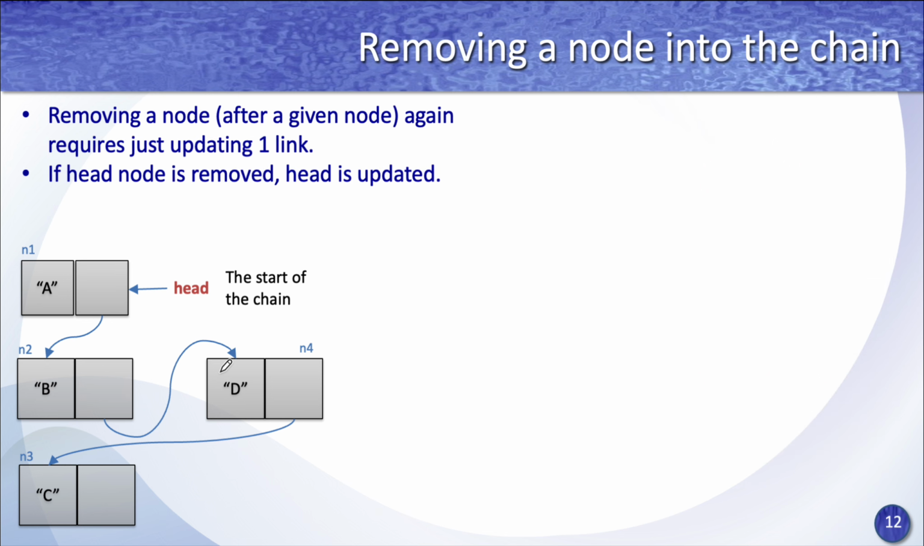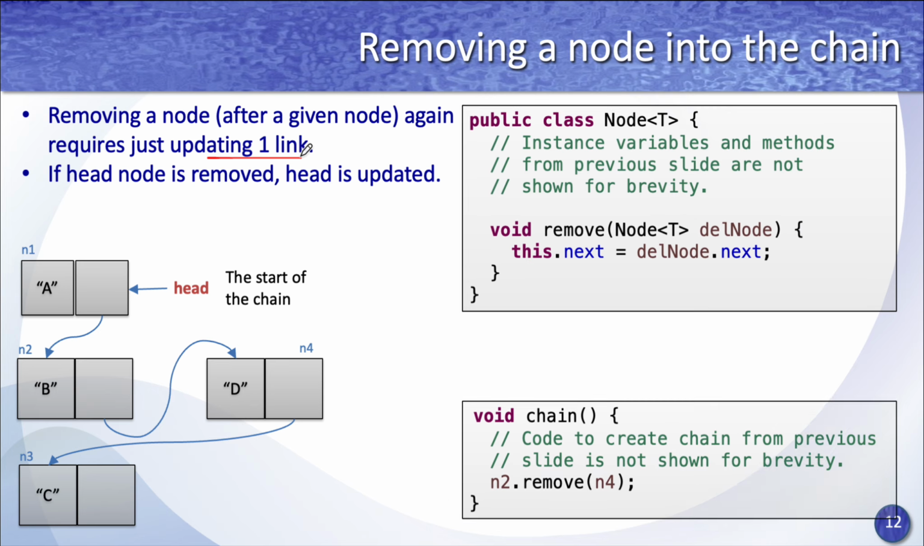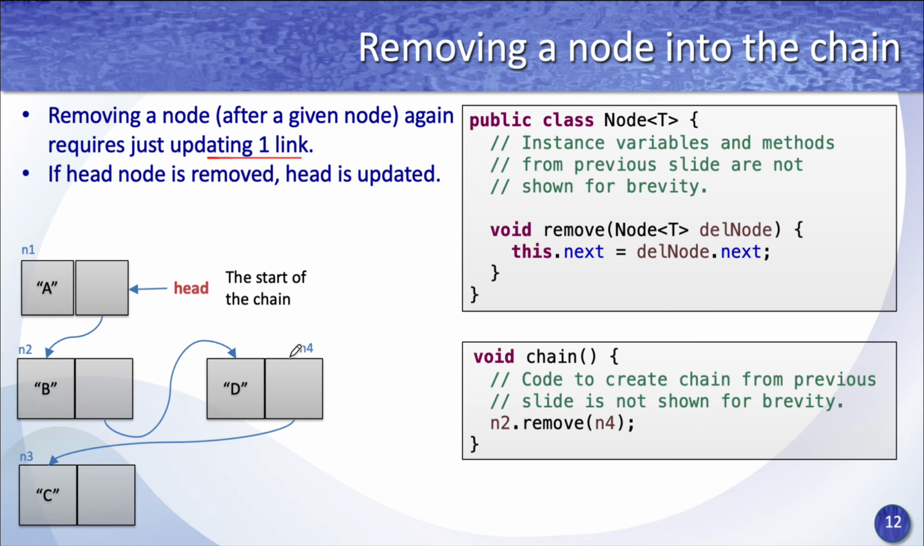Now let's look at the converse operation of removing. Again, to remove a node, it just requires updating one link in this list. So let's look at removing the new node that we added, N4. We want to remove N4, so we are modifying N2 to no longer point to N4. So we're saying N2, remove N4, which is the next link. It goes in here, and N2's next is going to be modified to the delete.